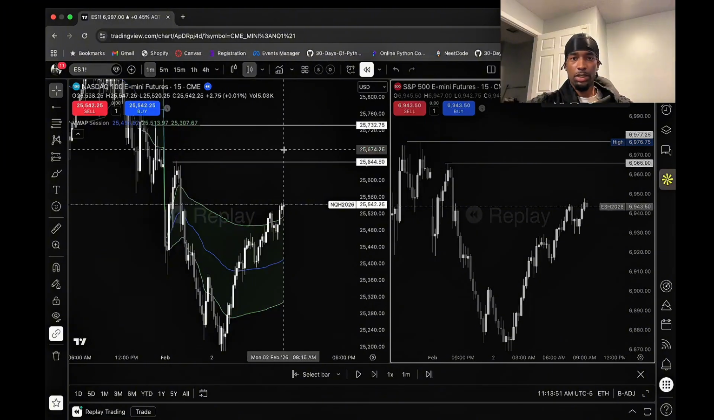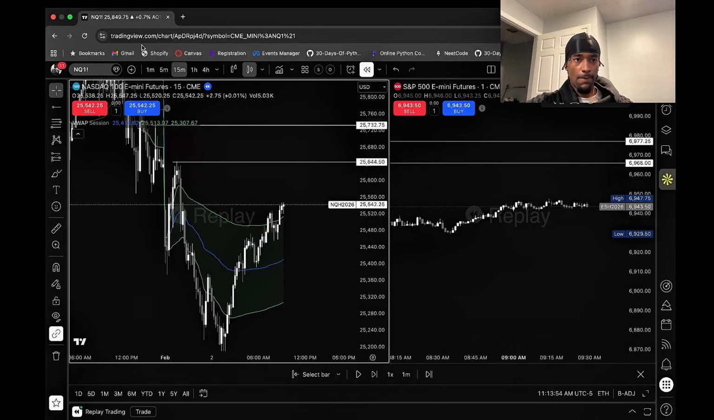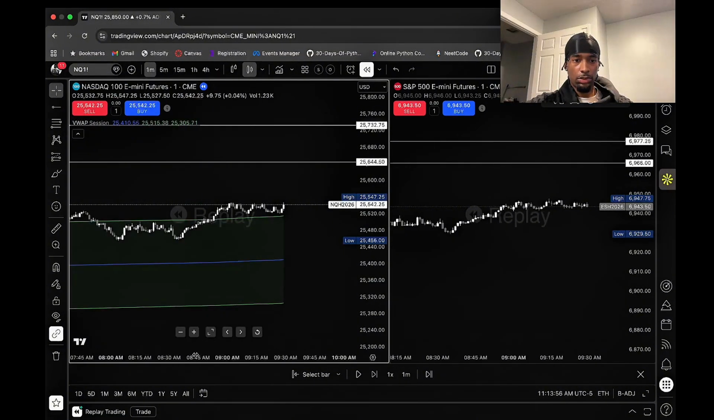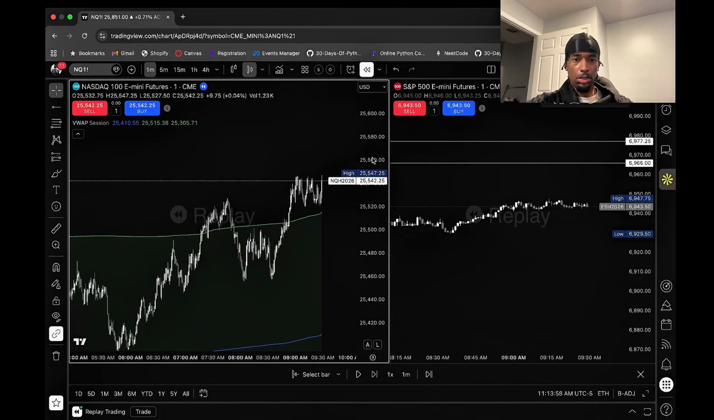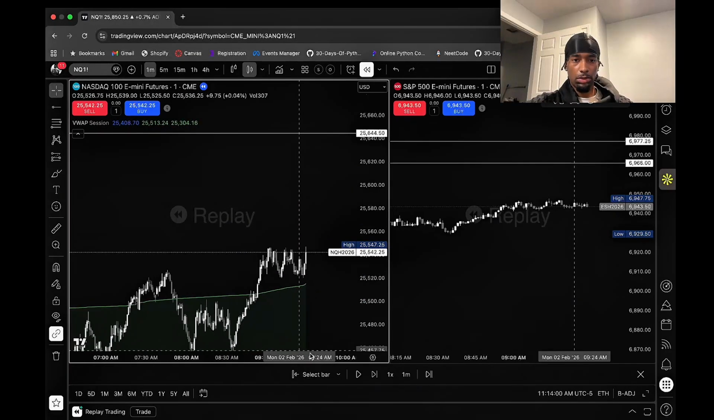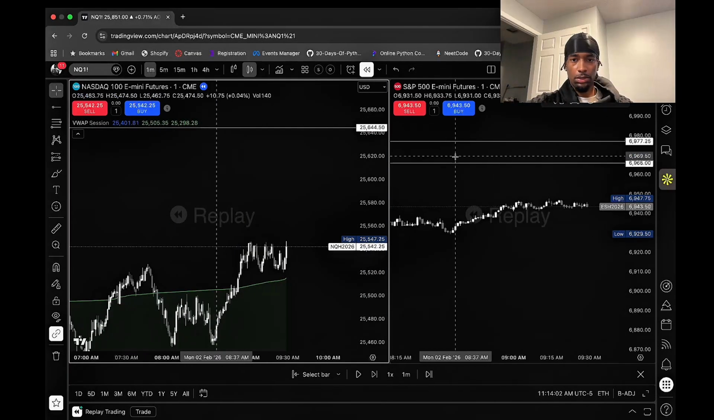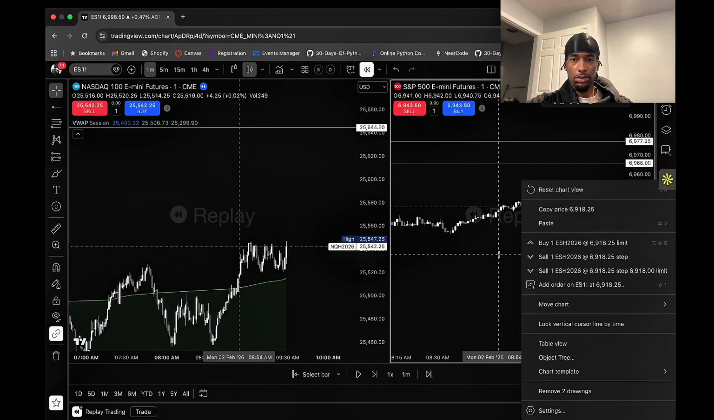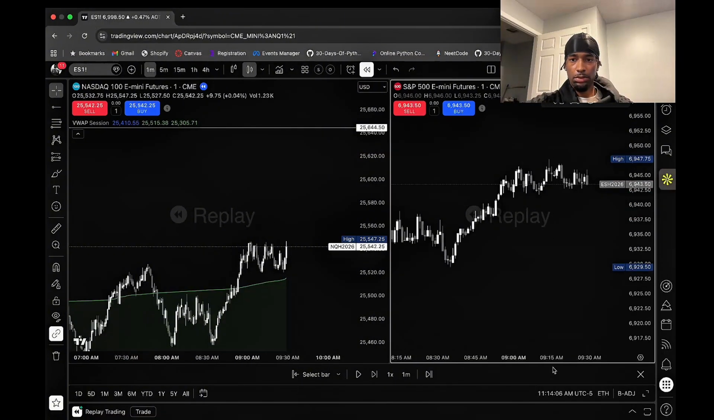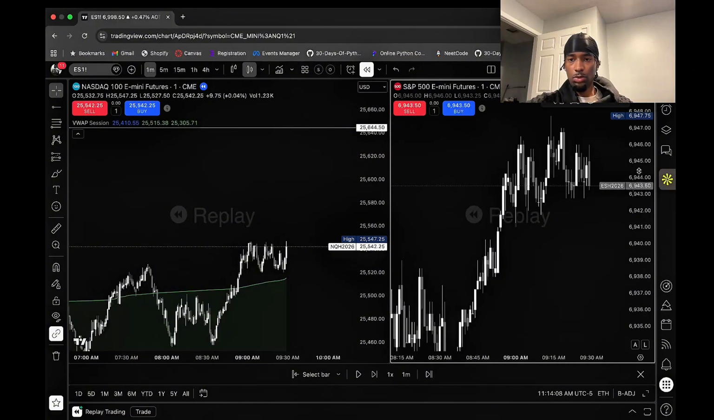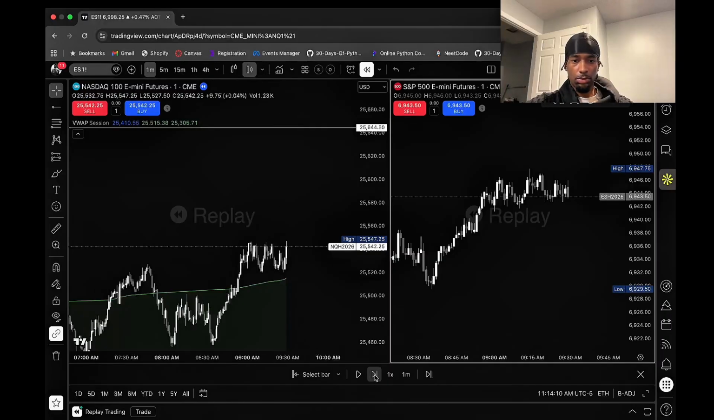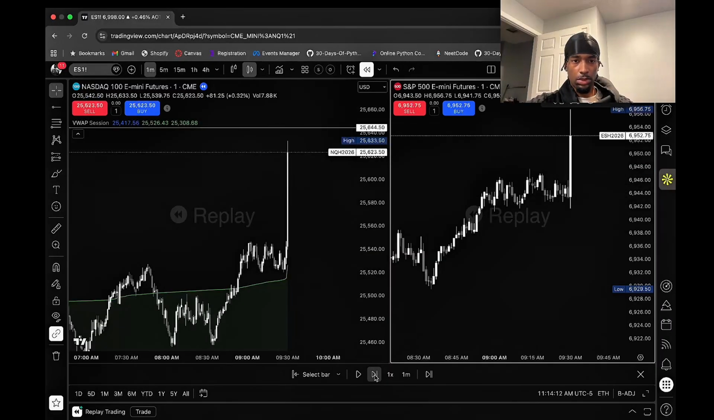So let's go to the 1 minute chart. Cool. All right. So the draws are right here, and this is another draw right here. Let's see what we get when market opens.